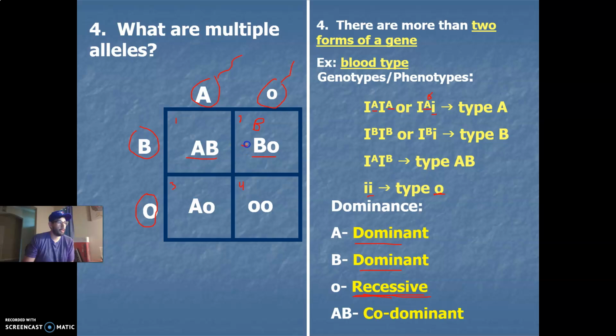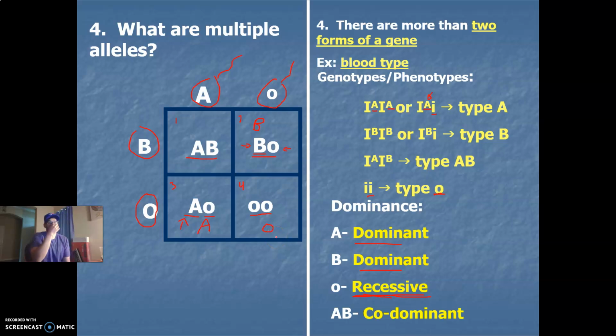So here's our dominant letter. This is our recessive letter. So therefore, the B will show. Same thing here. Try this one on your own. If we have the A and the O, which one's going to show? The A. So this is going to be type A. And then finally, this baby will be type O.